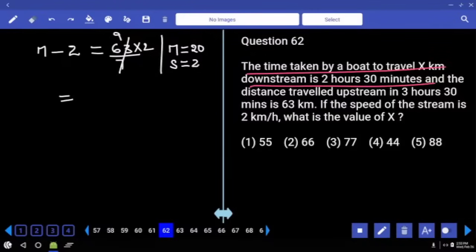Now distance covered is what our question. To cover X kilometers in downstream, how much time is it taking? 2 hours 30 minutes, which is 2.5 hours. Can we write it as 5 by 2 into what is downstream speed? 22. Answer 55.